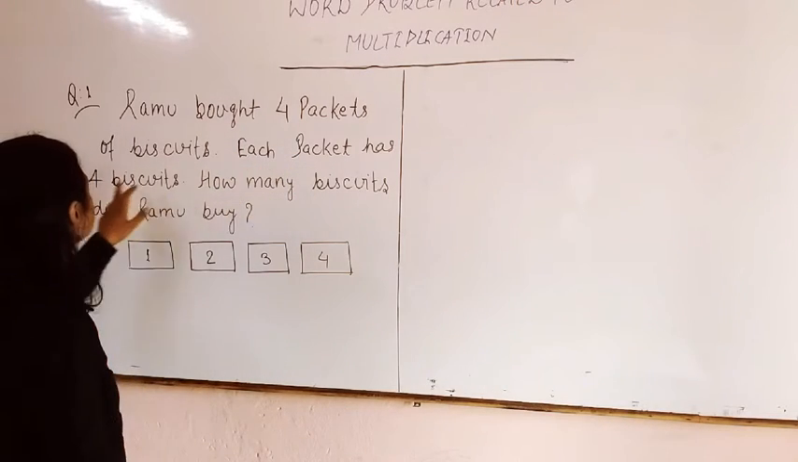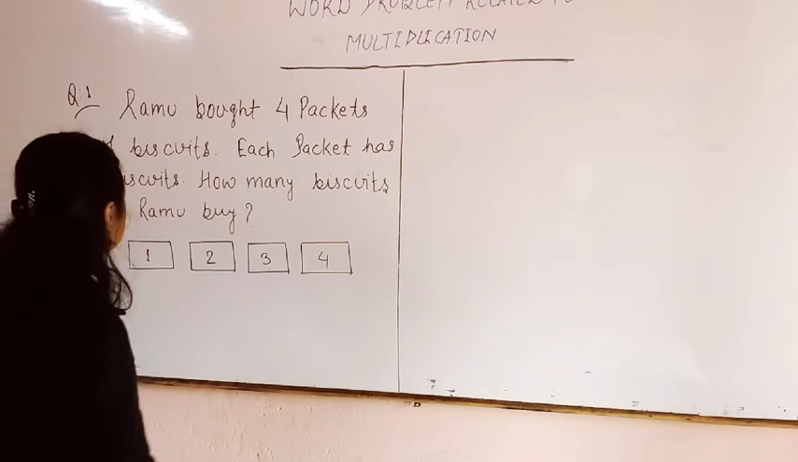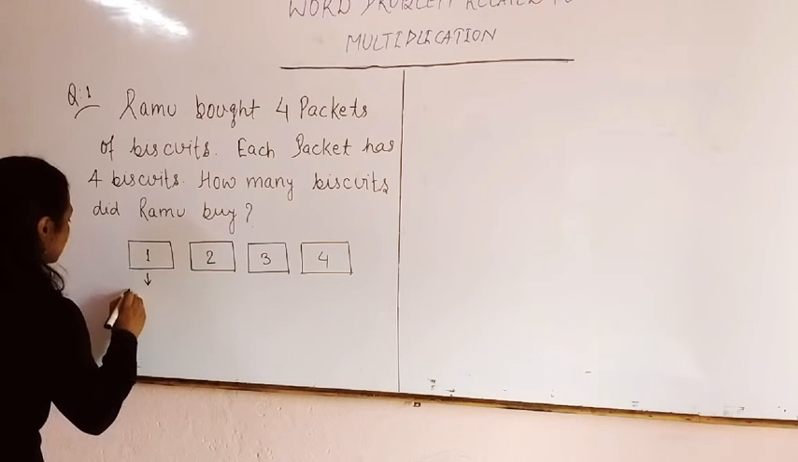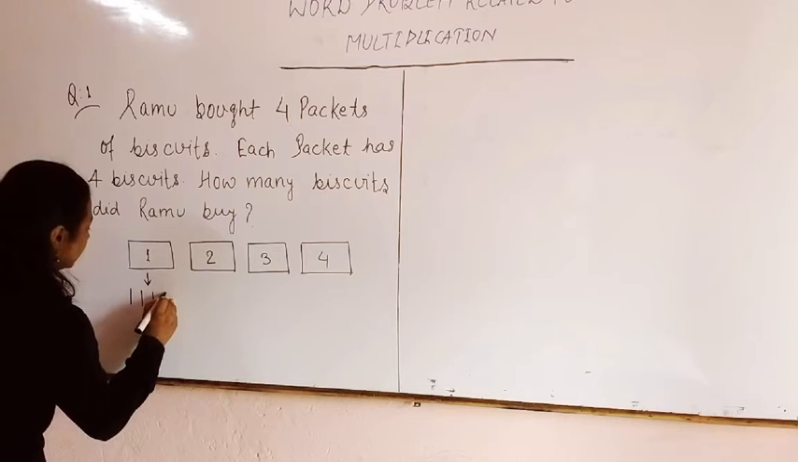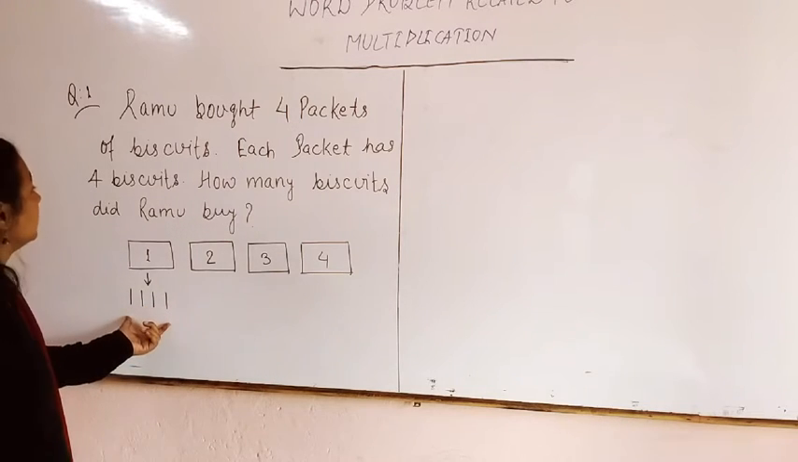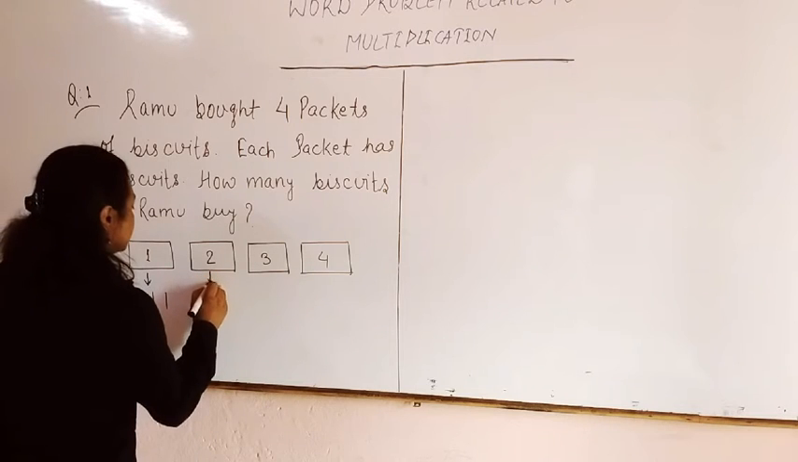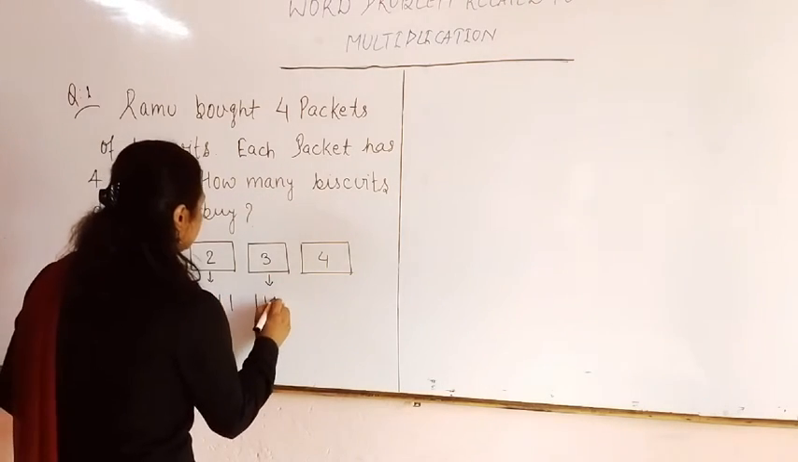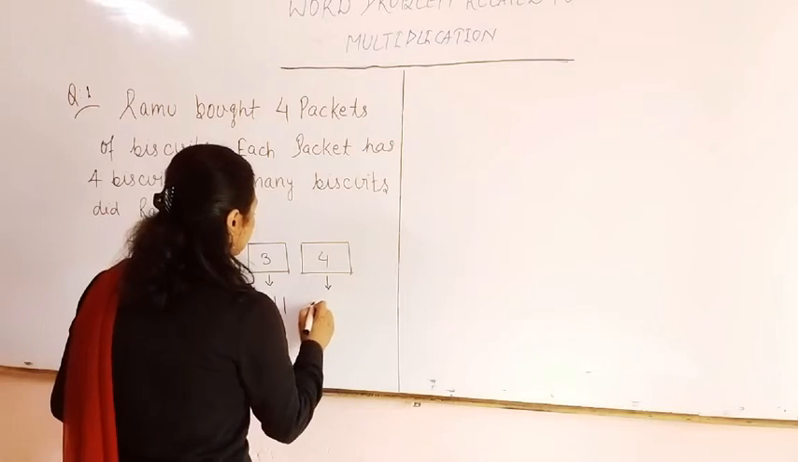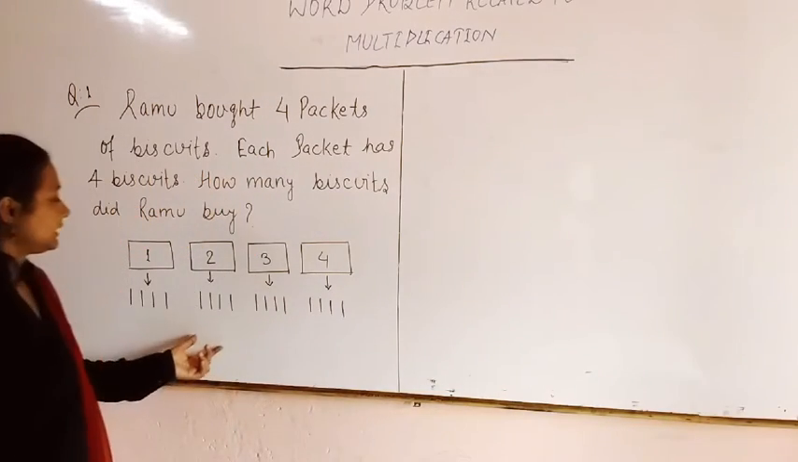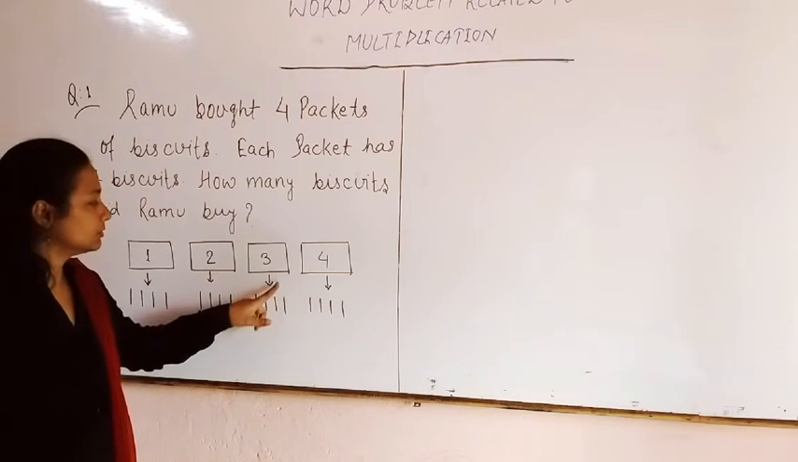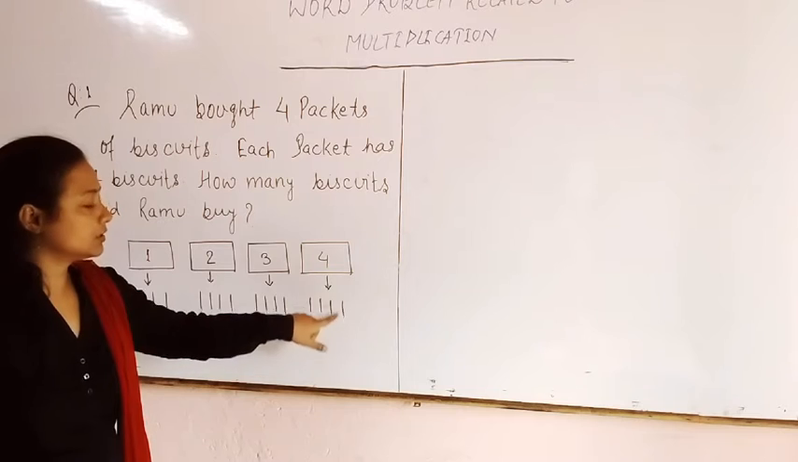Each packet has 4 biscuits. There are 4 biscuits in 1 packet. This is 1, 2, 3, and 4. This is another packet: 1, 2, 3, and 4. In the third packet, there is 1, 2, 3, and 4. And there is another packet: 1, 2, 3, and 4. So in the first packet there are 4 biscuits, 4 biscuits in the second, 4 biscuits in the third, and 4 biscuits in the fourth packet.